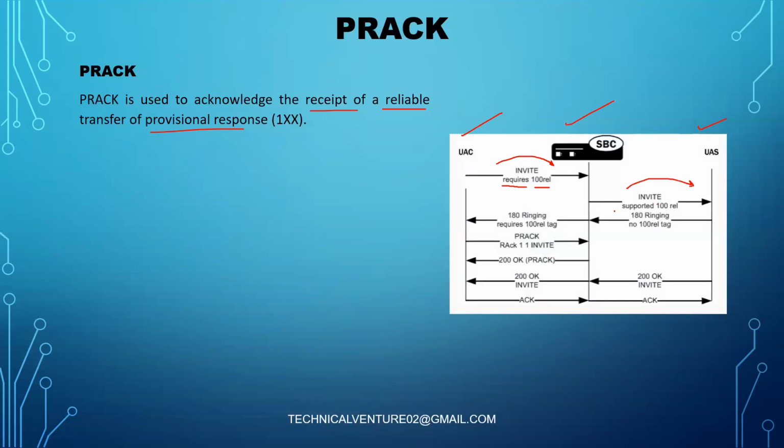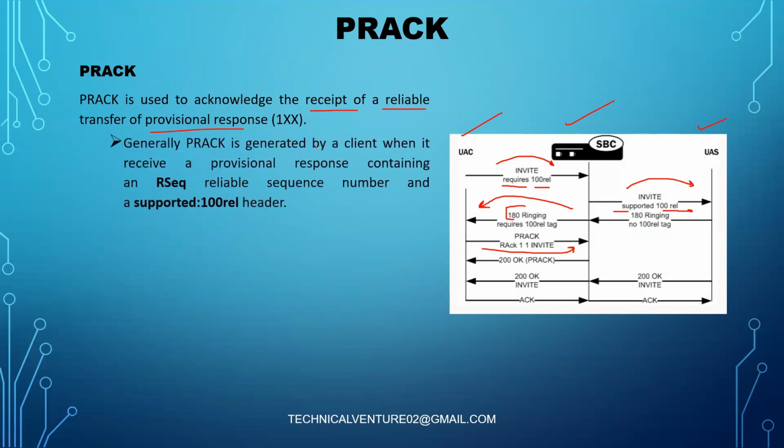And the SBC is saying, okay, the user agent client is supporting 100rel, right? The user agent server will respond with 180 Ringing, with the 100rel tag. 180 Ringing says it requires the 100rel tag. That means it will send a Prack. Here you can see the Prack message would be there now for the 1xx message, that is 180 Ringing, right? Then you will get the 200 OK, like the normal messages.